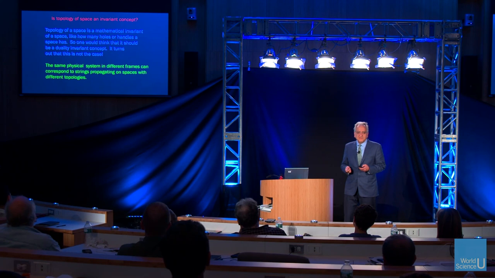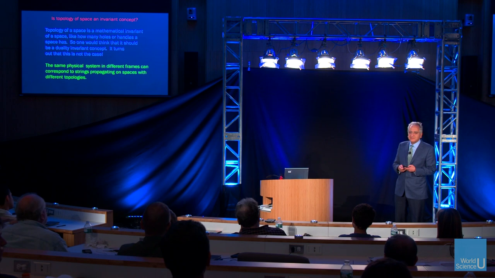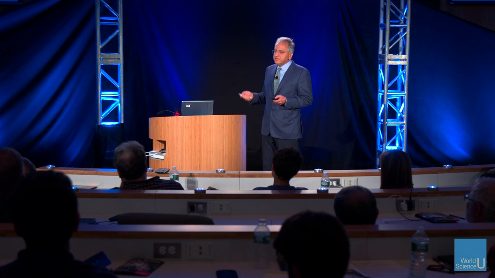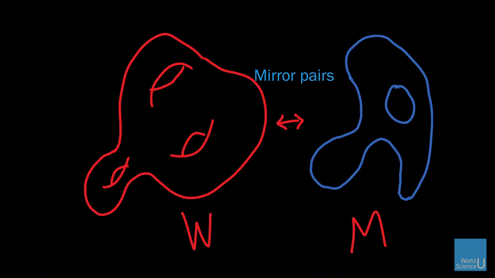It turns out that even this is not invariant. The notion of topology, the way we usually think about it, is not an invariant concept. Different frames view the same space with different topologies, even though they are identical physics. So, for example, you can have 2 spaces which look very different topologically, with different numbers of holes and handles. Nevertheless, they can yield identical physics, denoting these spaces here by W and M.